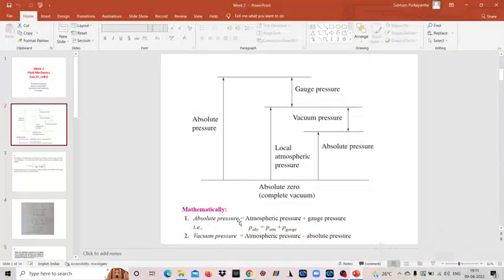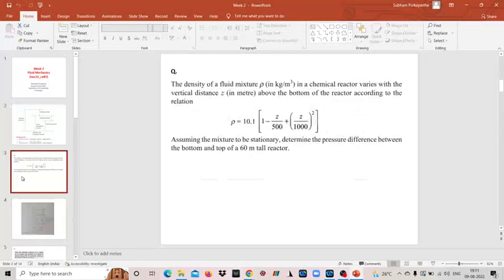So absolute pressure is atmospheric pressure plus gauge pressure. So that is your absolute pressure. Say you are calculating the pressure at this point, so it is atmospheric pressure plus the gauge pressure. And vacuum pressure is atmospheric pressure minus the absolute pressure. So these are some basic relations that we will make use of. So let's move to our first problem.